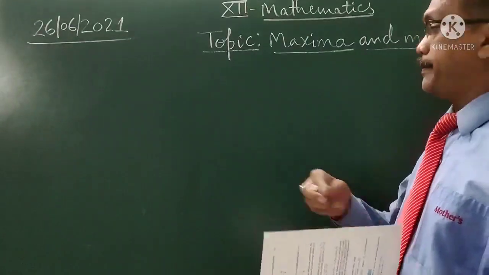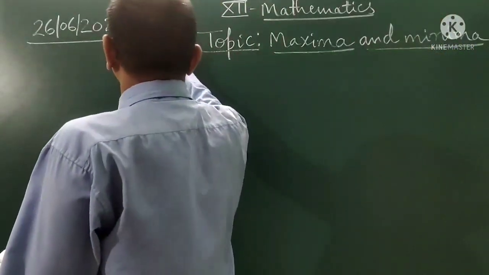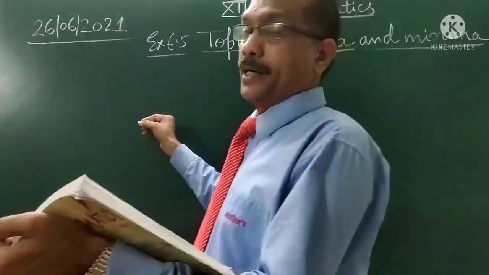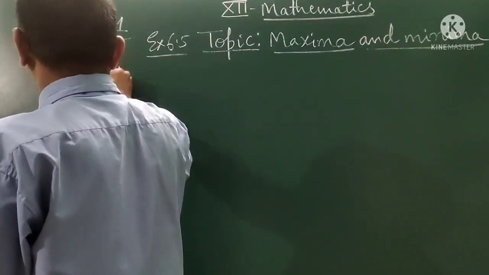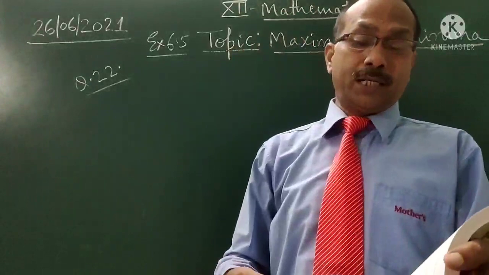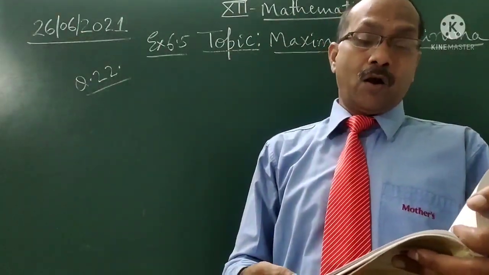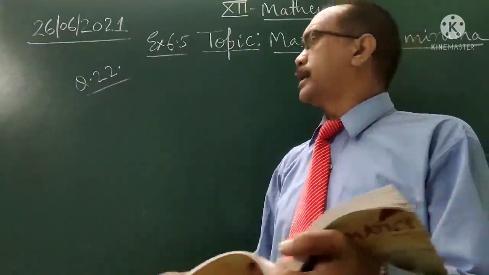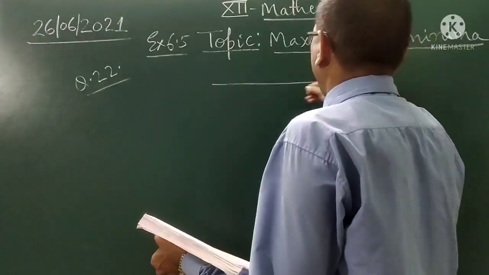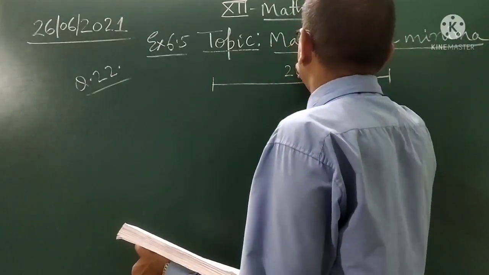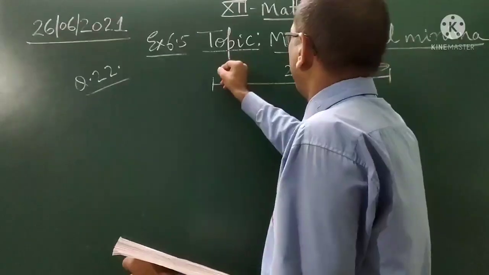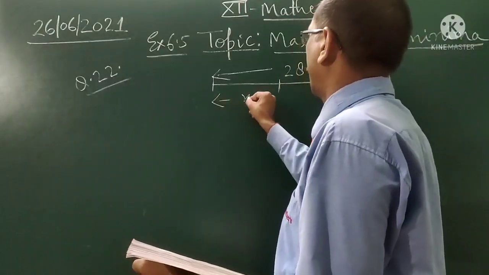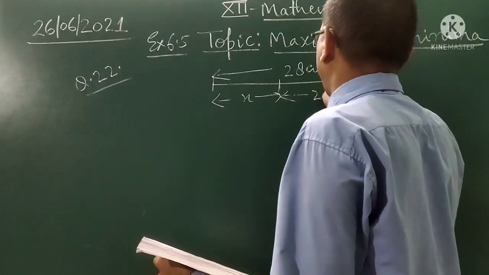Exercise 6.5, question number 22. Dear student, the question is: a wire of length 28 centimeter is to be cut into two pieces. Let one part be x and the other part be 28 minus x.